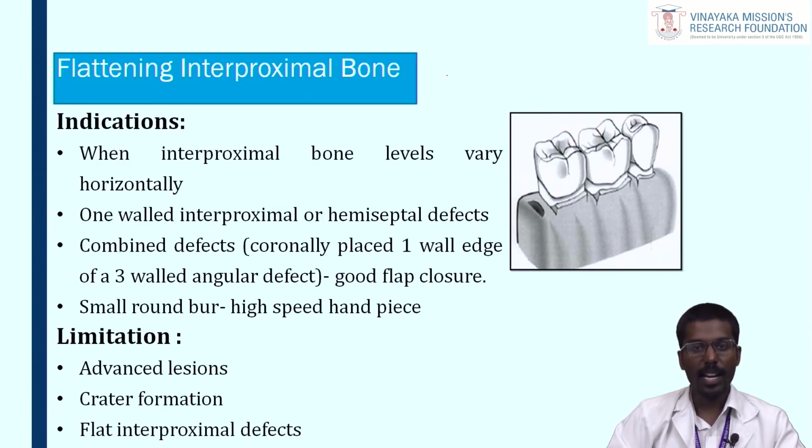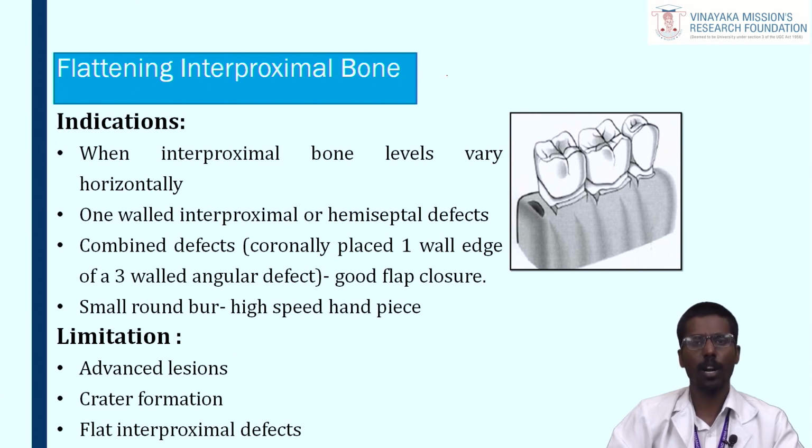Now coming on to the flattening of the interproximal bone, this is the third method. The indication is when the interproximal bone levels vary horizontally, we are going to flatten the interproximal bone. It is nothing but removing the bone till the base of the defect. If there is a one wall defect, that is, one wall is present in the interdental area, we have to remove this until the base of the defect to provide stable bone for the gingiva to be supported.